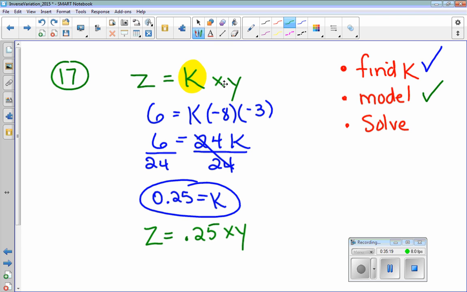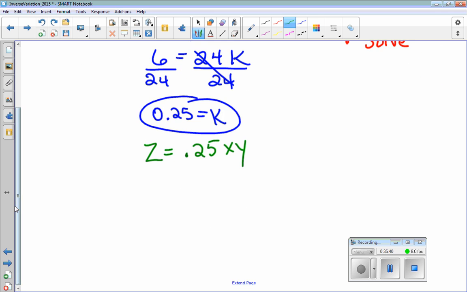If you look at question 17, it says find, in the bold highlight above it, do you see that? And look at the problem. In the bold highlight: find Z when X equals 2 and Y equals 10. Do you see that? So that's the solve part. So I'm going to multiply all those together. 0.25 times 2 times 10. And I get 5. So the answer to number 17 is 5.